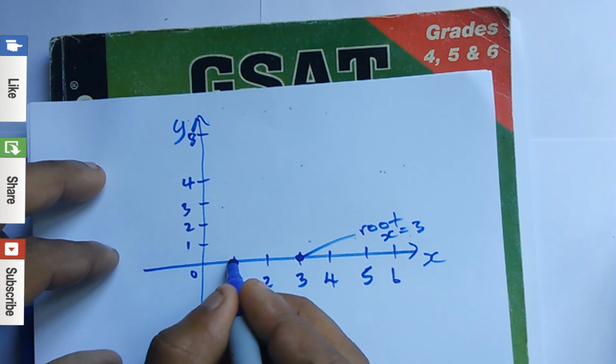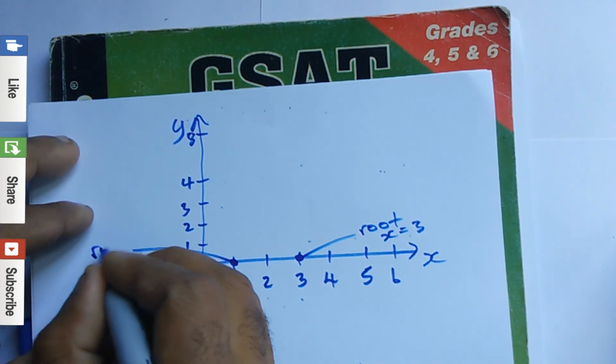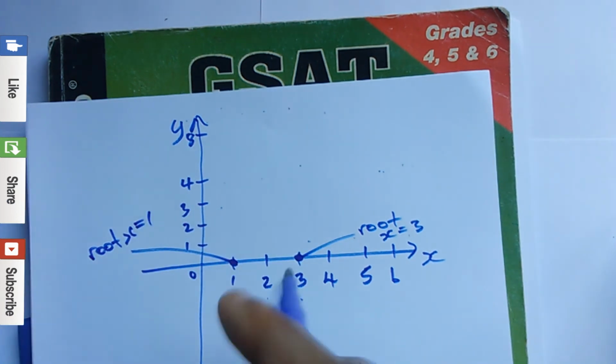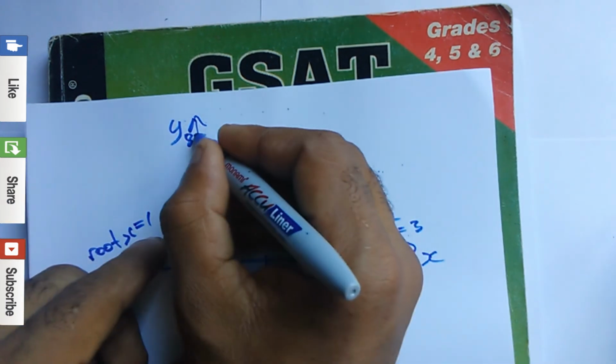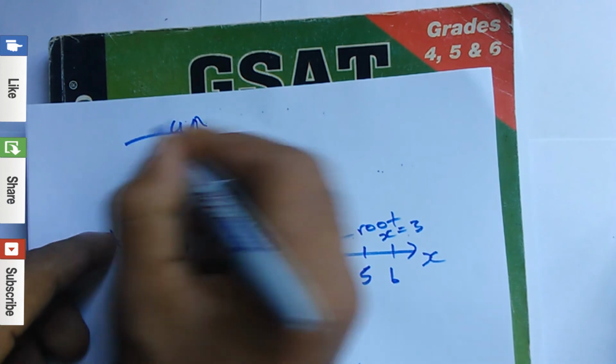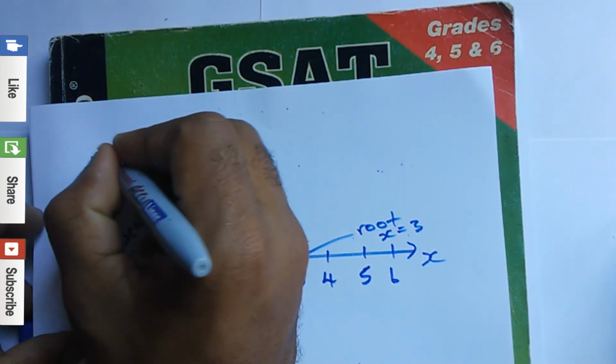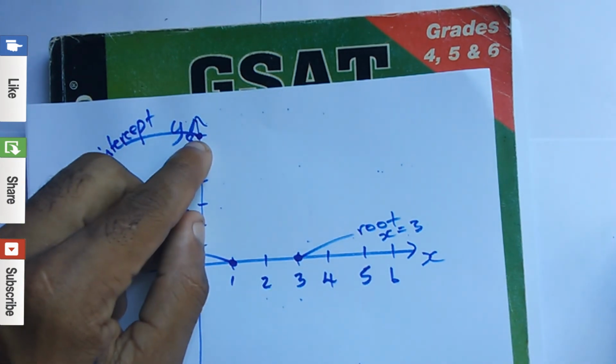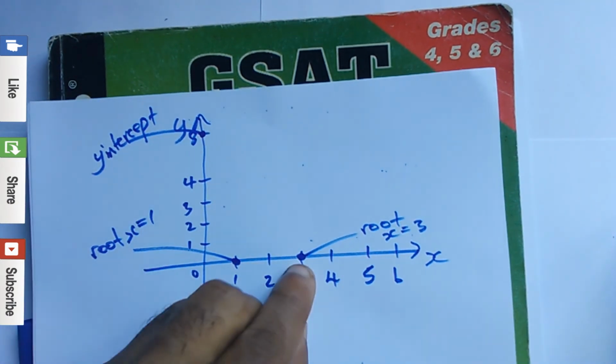This one right here, this is another root, x equal to 1. So that's the roots. The y-intercept, this is the y-intercept right here. So remember, the graph is going to cut here, the graph is going to cut here and here.